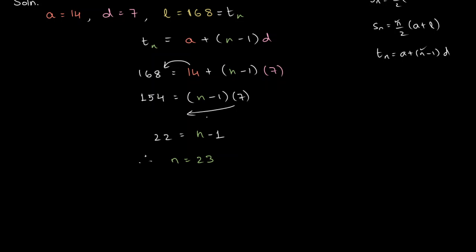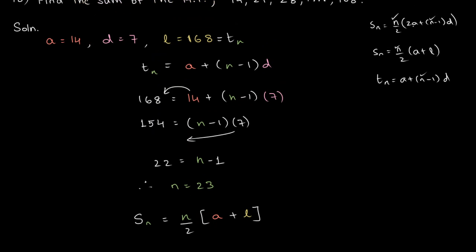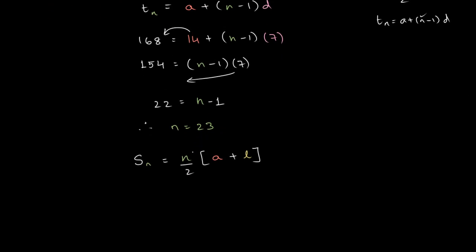So there are a total of 23 terms in the series, and the nth term, or the last term, is 168. Now I can find the sum of all the n terms. So by using the formula, I know that Sn, the sum of n terms, is equal to n upon 2. Let's use the (a plus l) formula, since we know the first term and the last term. If you want, you can also use the other formula, because n, a, and d, all three are known, so I can use this as well. I'm using this because it's a bit more convenient at this moment.